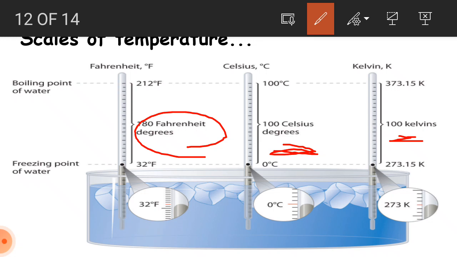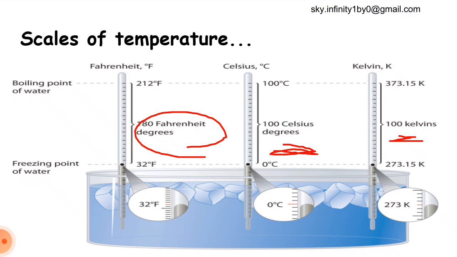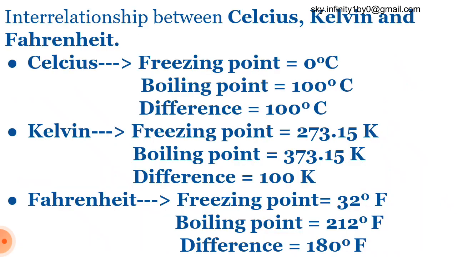Now, why do we need to know the difference between the boiling point and freezing point, and why do we need to learn the scales of temperature? This is because we have to solve certain mathematical problems using these scales. We should know how to convert a Celsius temperature into Kelvin or from Kelvin to degree Fahrenheit. For that, we have to build up a relationship in between Celsius, Kelvin and Fahrenheit scale.